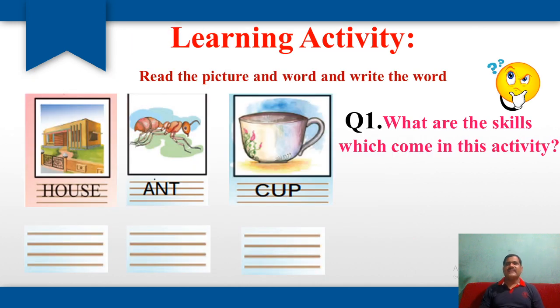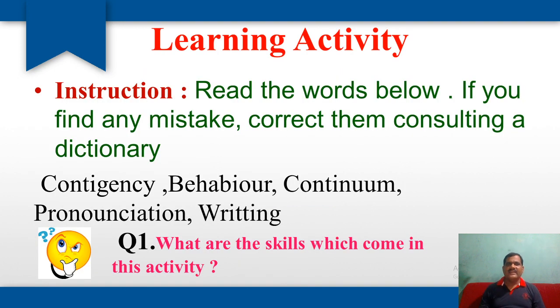Good. Then the next activity is to read the picture and word and also write the words. That means the student reads the picture, then reads the words, and after that they can also copy the words in the unjoined printed lines. So what are the skills involved in this activity? You can find that is also reading and writing. Very good. In the next activity you can find some incorrect words. The student will be instructed to make them correct by consulting the dictionary. So what are the skills involved? You can find that is also reading and writing.